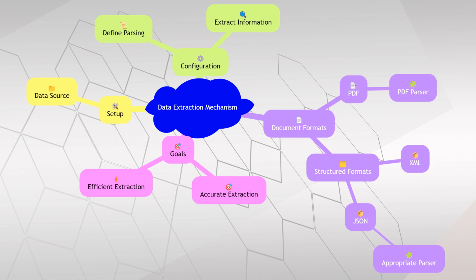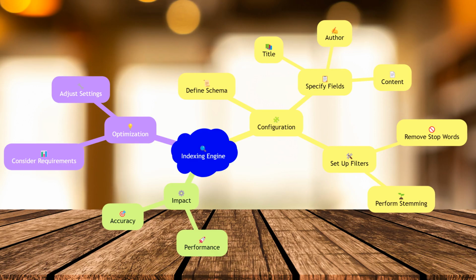The indexing engine is the heart of the indexer, responsible for organizing the extracted data into a searchable format. Configuring the indexing engine involves defining the schema for the index, specifying the fields to be indexed, and setting up any necessary filters or analyzers. For example, you may want to index fields like title, author, and content, and use filters to remove stop words or perform stemming. The configuration of the indexing engine can significantly impact the performance and accuracy of the indexer, so it is important to carefully consider the requirements and optimize the settings accordingly.